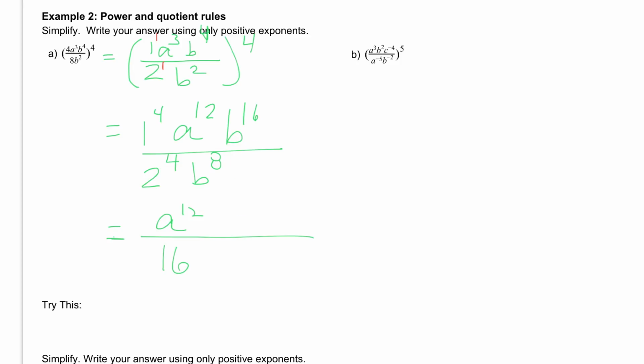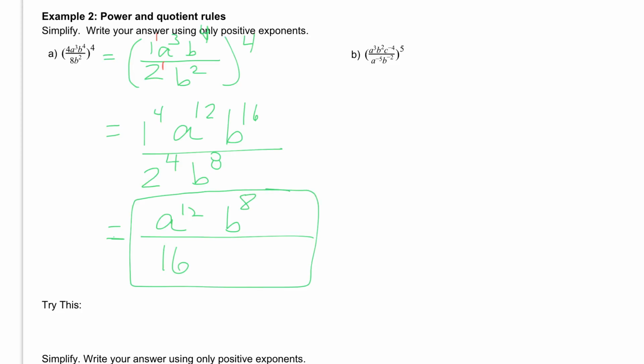Since they're in different levels, one on the top, one on the bottom, numerator versus denominator, we need to go ahead and figure out which exponent is bigger. Since 16 is bigger than 8, our b's are going to end up on the top. And to figure out what that exponent is, we're going to subtract 16 minus 8, which would leave us with a b to the 8th. And there's our final answer.